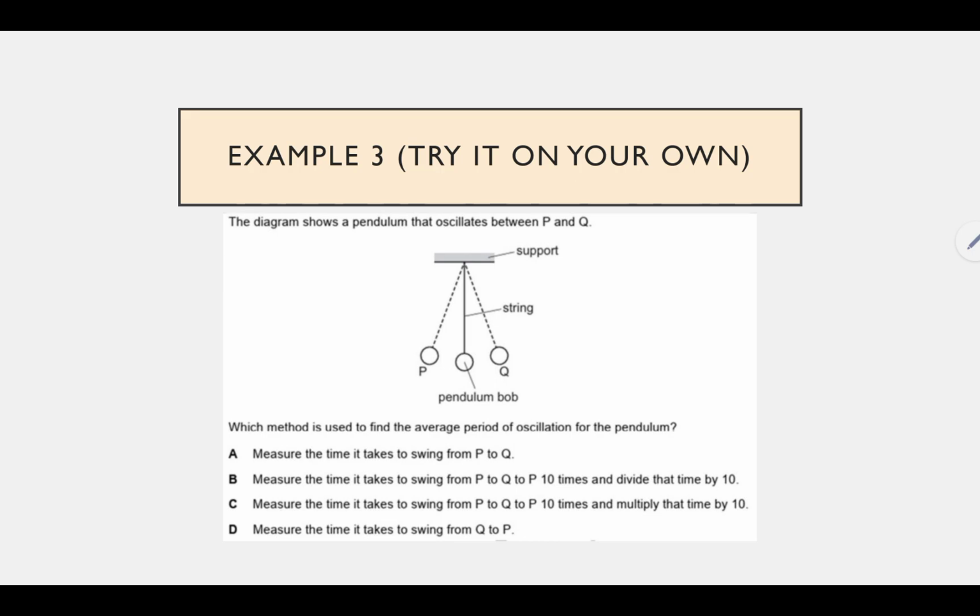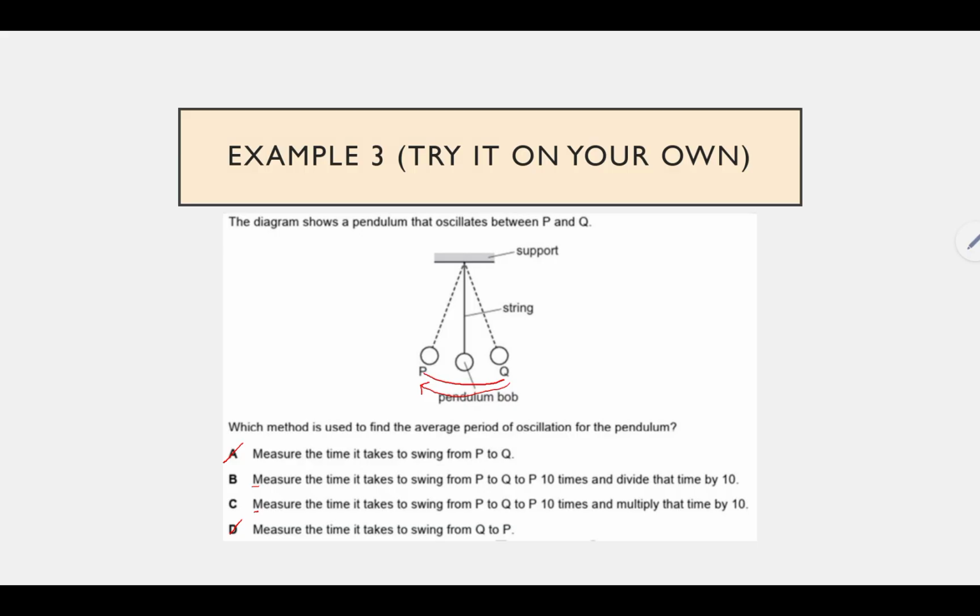Measure the time it takes to swing from P to Q. That's not a full oscillation, so A is not a correct answer. Measure the time it takes to swing from P to Q to P, so that means it goes back again to the starting point, 10 times and divide that by 10. Okay, so that's an option. Measure the time it takes to swing from P to Q to P 10 times and multiply that time by 10. Okay. Measure the time it takes to swing from Q to P. No, that's not a full oscillation.